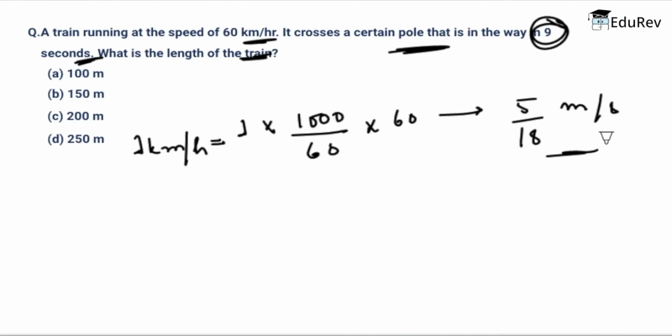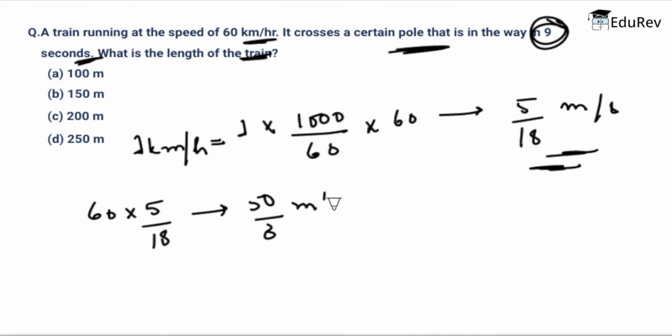Therefore, if the speed is x kilometers per hour, then we can change it into meters per second by multiplying x with 5 by 18. Let's do it for the current example. So we have the speed of the train as 60. So we can multiply it by 5 upon 18. That will be equal to 50 upon 3 meters per second.